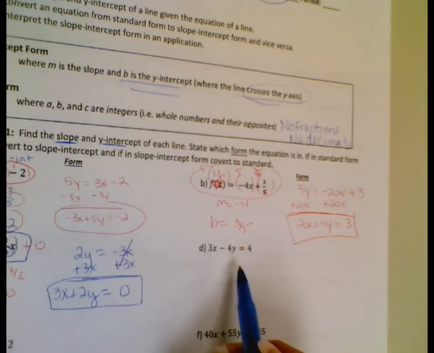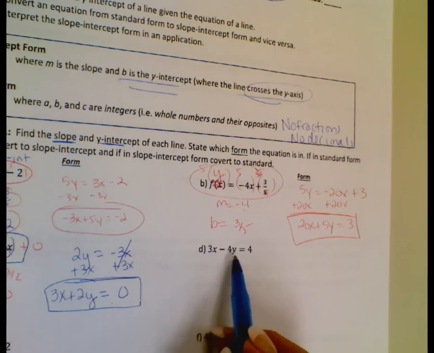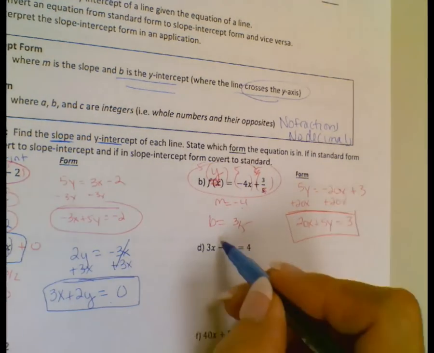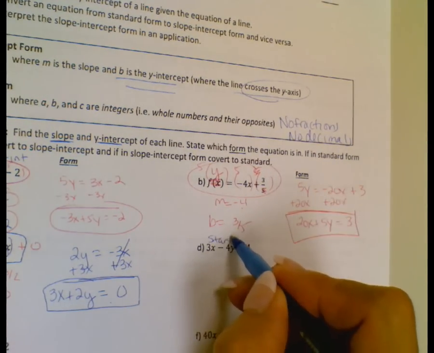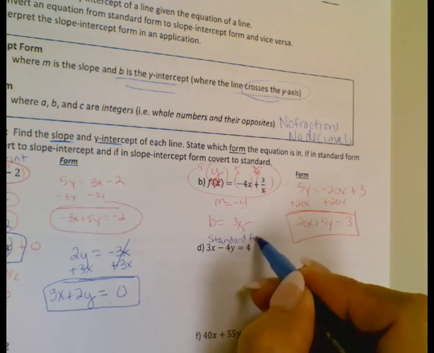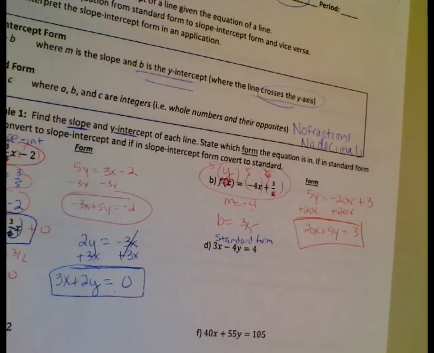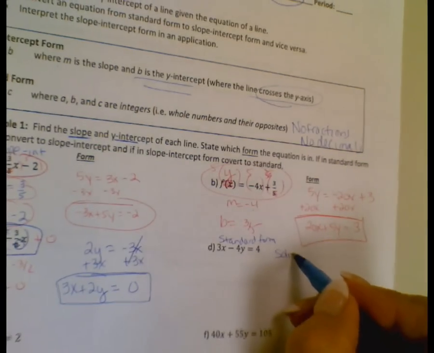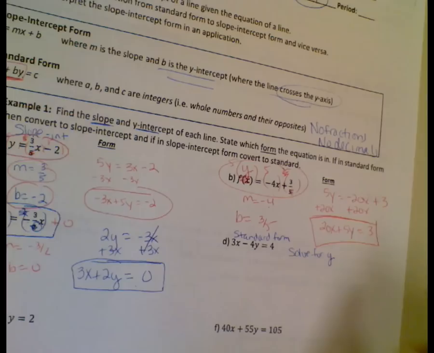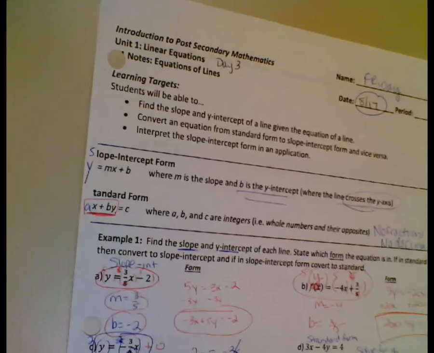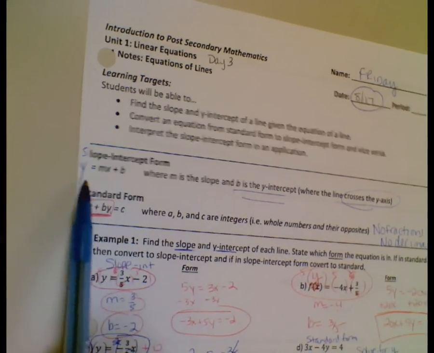Now this one is in standard form. See how x and y are on the same side? This one is standard form. Now when it's in standard form, it's kind of hard to say what the slope and y-intercept is. So what we're going to do this time is put it in slope-intercept form, which means solve for y. Get y by itself. We want it to look like this, because once it's like that, we can tell the slope and the y-intercept.